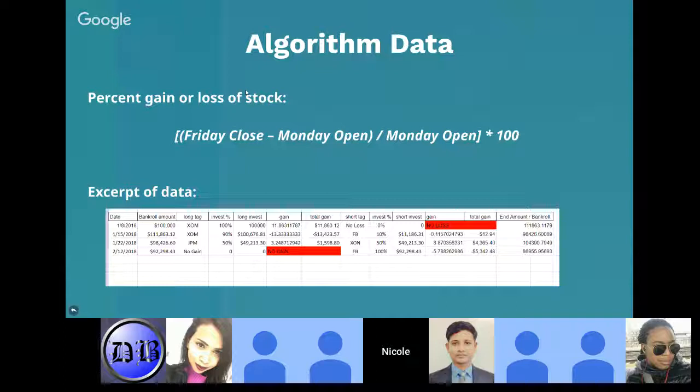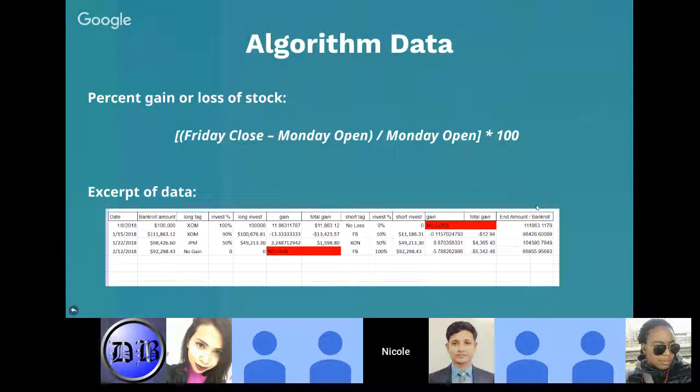So essentially, we collected data from 10 companies and we gathered their opening and closing prices for a week, and we calculated based on that. We were able to calculate the percent gain or loss from that specific stock using this formula: Friday close minus Monday open divided by Monday open times 100. And this is just a little excerpt of our data.